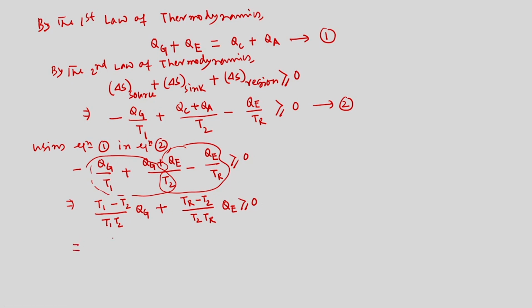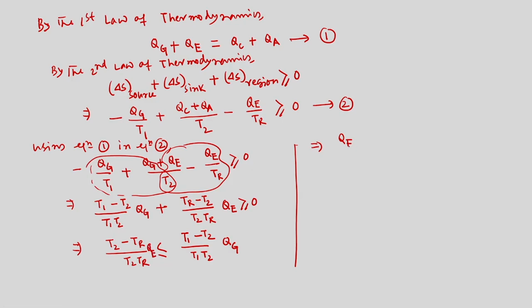So, again if we simplify it, (T2 minus Tr) divided by T2 Tr is less than or equal to (T1 minus T2) divided by T1 multiplied by T2, times Qg, right. So, again we can simplify. So, what will happen? It will be Qe. So, I missed one here, it will be Qe.